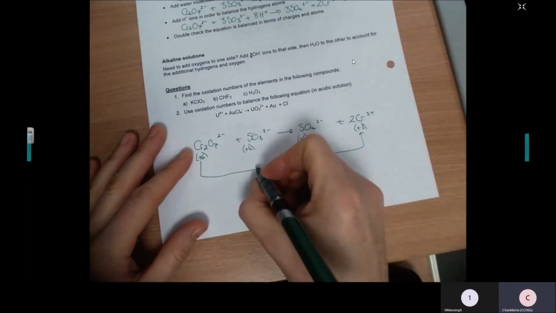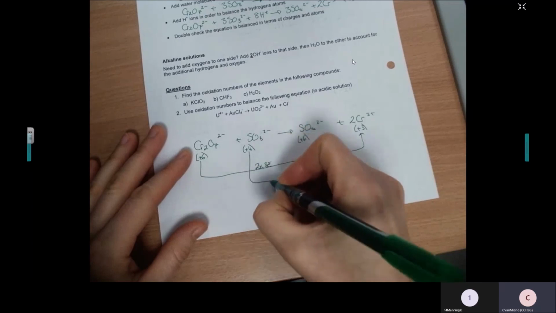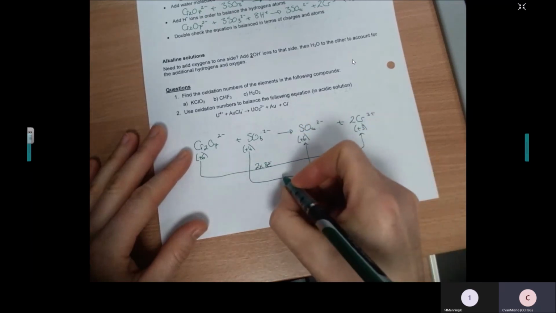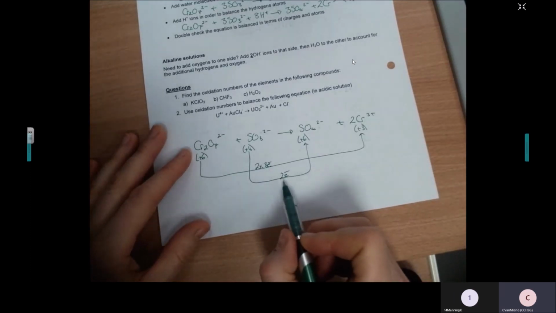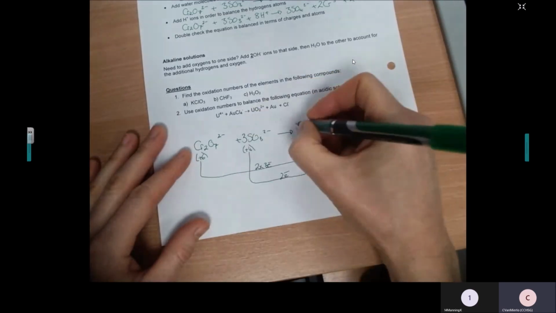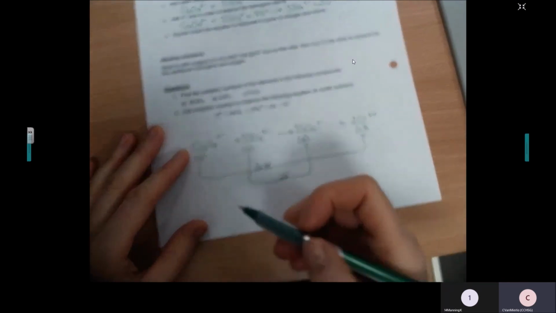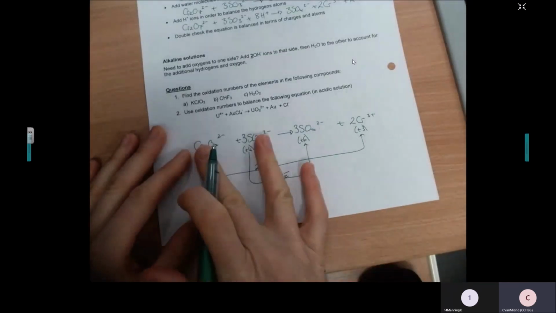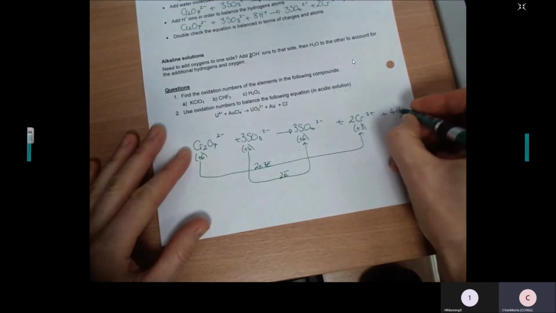Then I'd put swoopy arrows in. So that transfer was 2 times 3 electrons. And then this transfer was just 2 electrons. And so we then need to look and go, right, that's 6, that's 2. So we're going to need to multiply this one by 3. So you can then just go and put your 3 straight in, and then you can go, okay, we've got 16 O's on the left, we've only got 12. So we go and put 4 H2O's in.